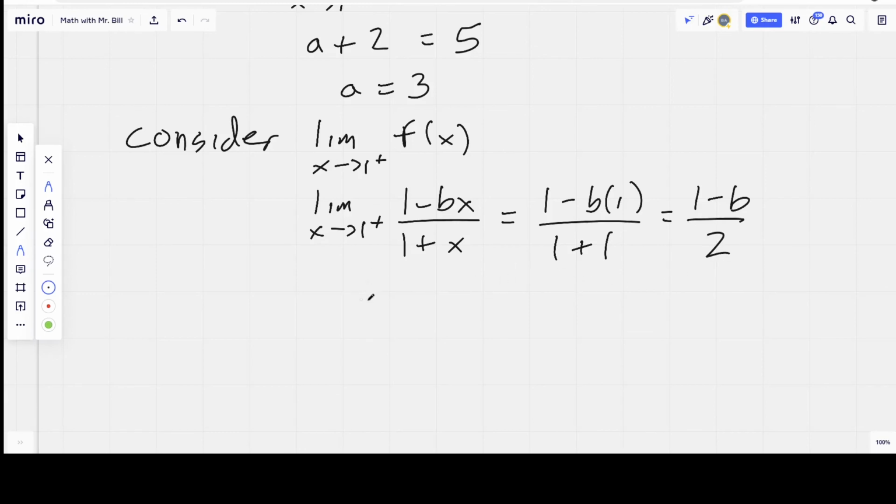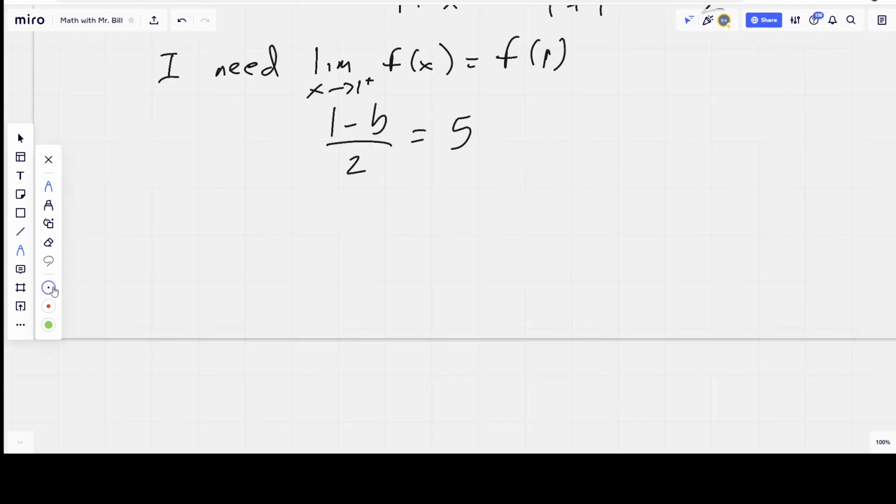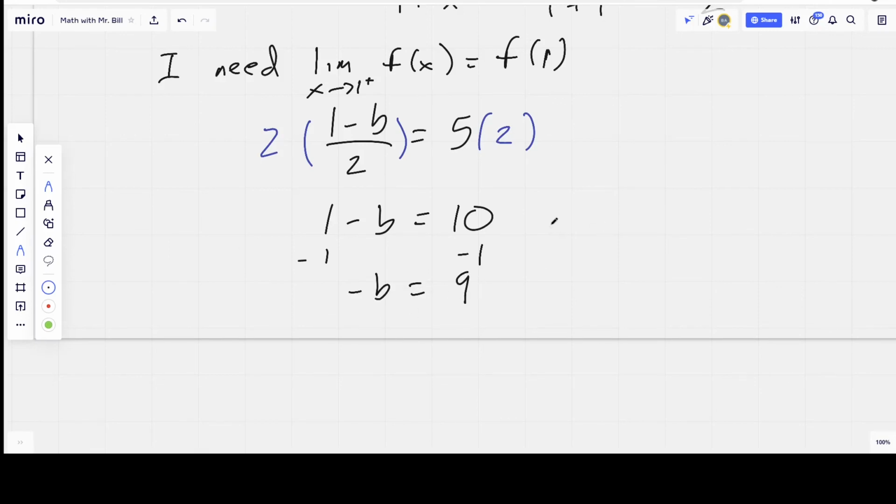So what do I need for that? I need the limit as x approaches 1 from the right to equal f of 1. So I need (1 minus b) over 2 to equal 5. Solving this quickly, multiply both sides by 2 to get rid of that fraction. I get 1 minus b is equal to 10. If I subtract 1 from both sides, I get negative b is equal to 9. And so that tells me that b is equal to negative 9.